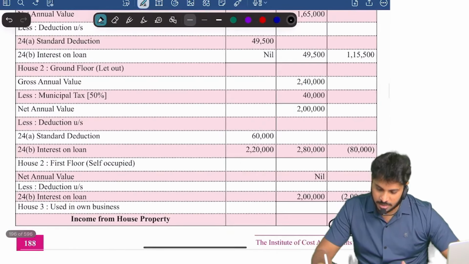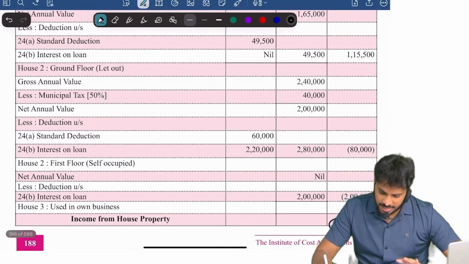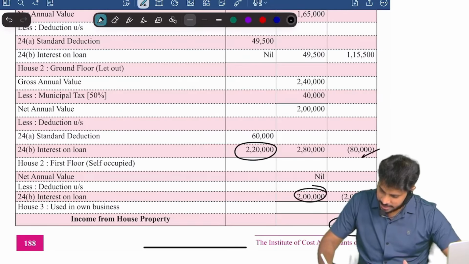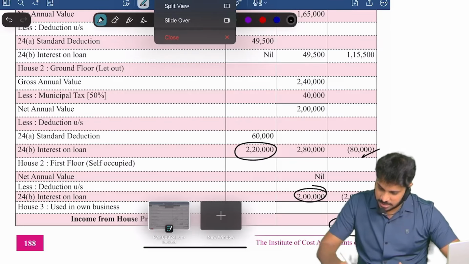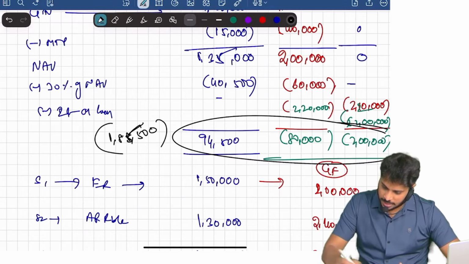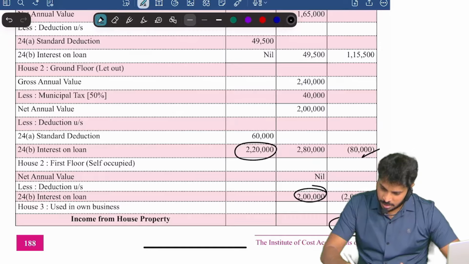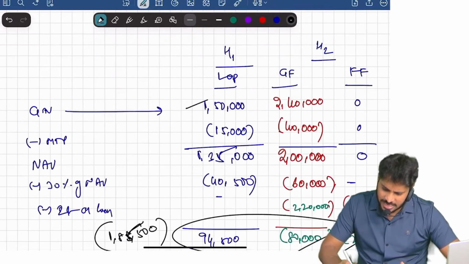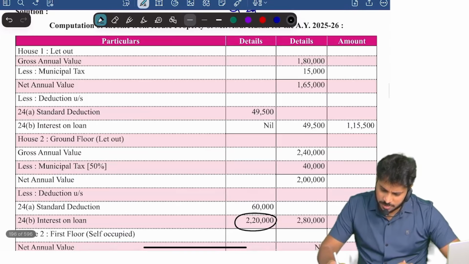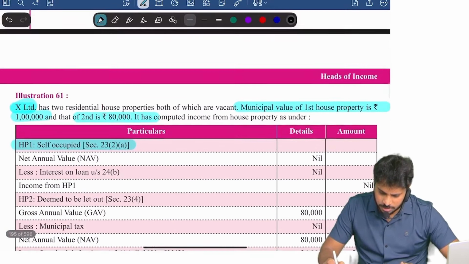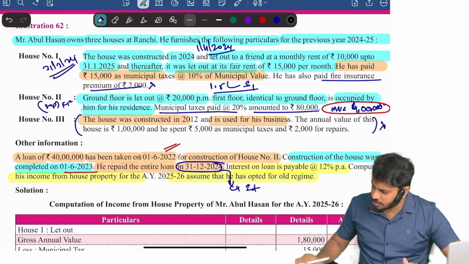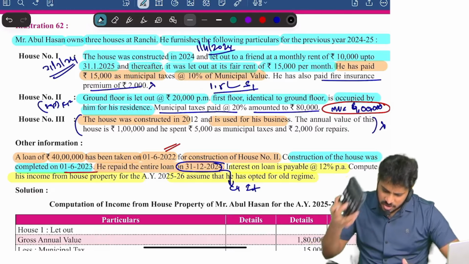Why? What happened? First of all, is the interest calculation correct? Yes, correct. 2,20,000 here is restricted to 2,80,000. This answer is correct, ours. Now why did we make a mistake in the first one? 1,80,000 here. How much is the municipal value? Municipal taxes paid how much here? House one, 15,000 divided by 10%, 1,50,000 only, no?